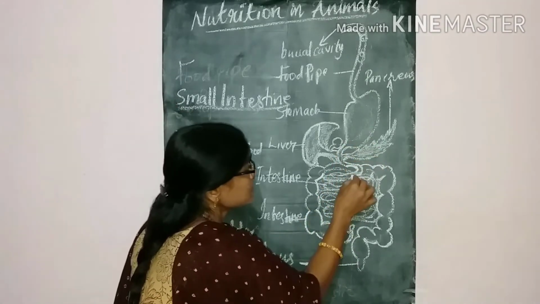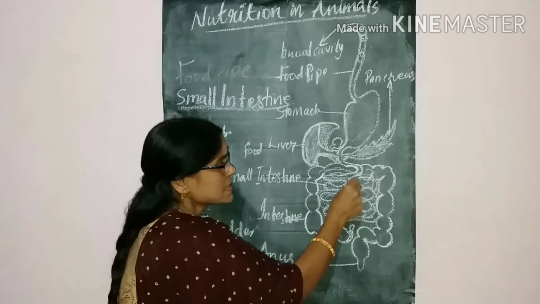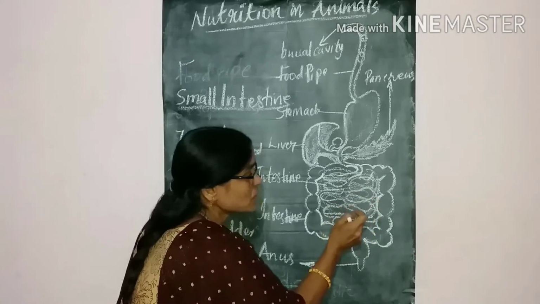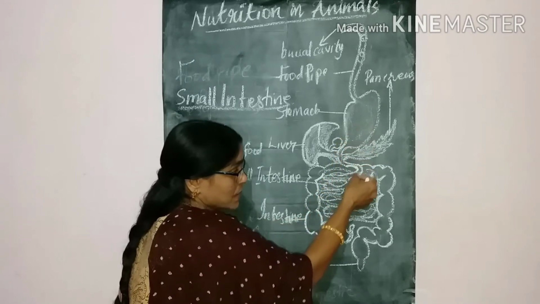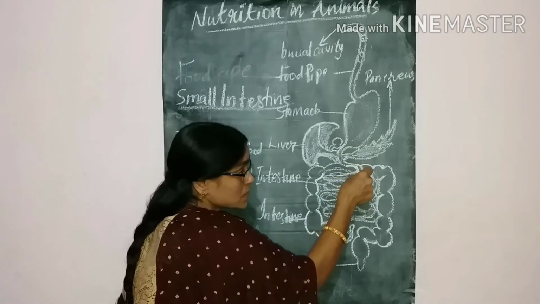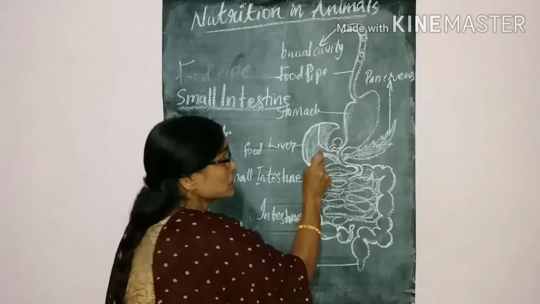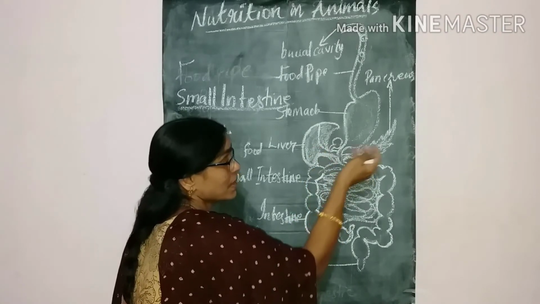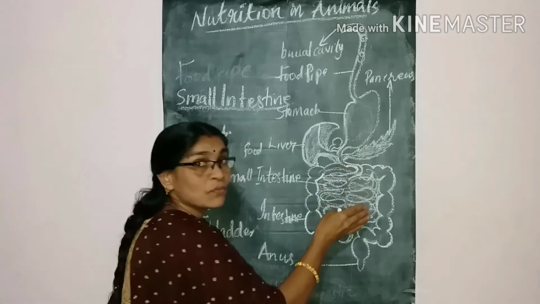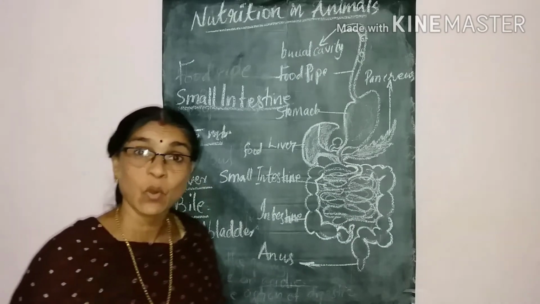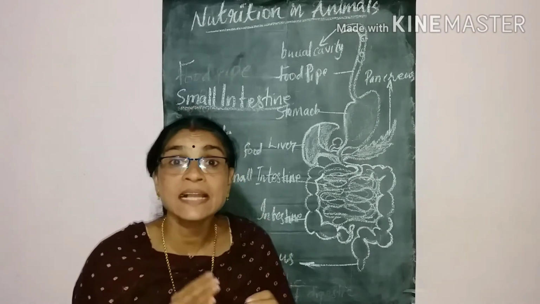The partly digested food from the stomach again comes to the small intestine. There it gets digested further into simpler forms due to the action of juices like bile as well as the pancreatic juices. Then it comes to the lower portion of the small intestine. There the food items mix with the intestinal juices.